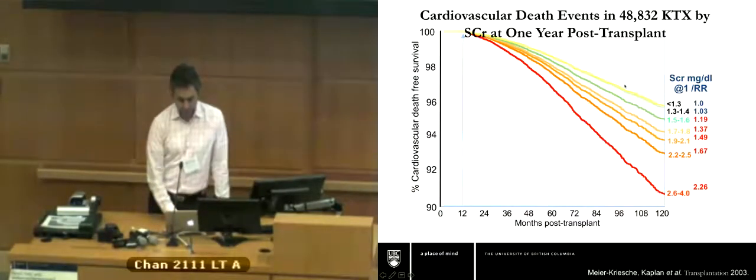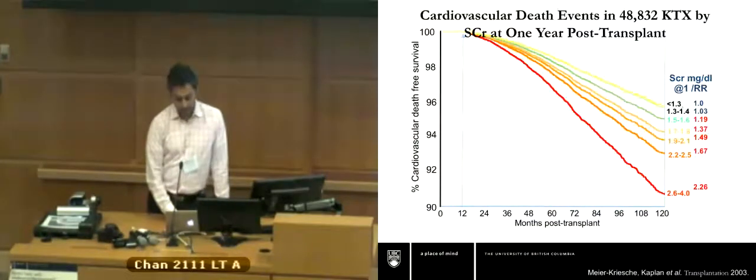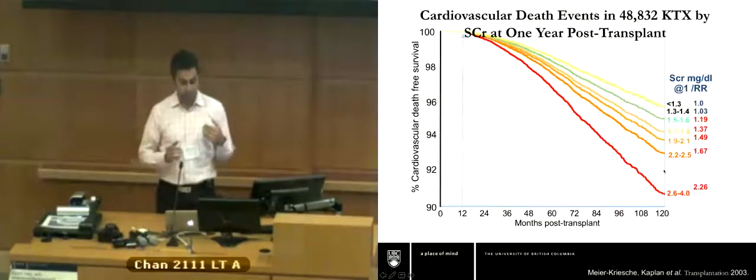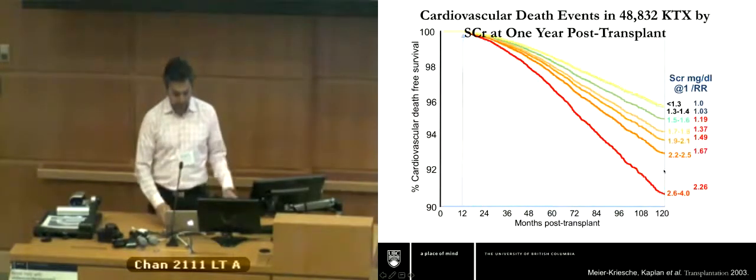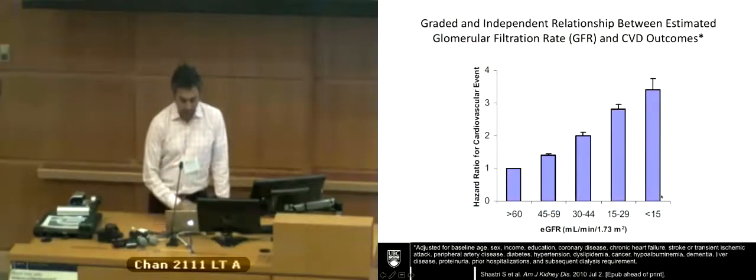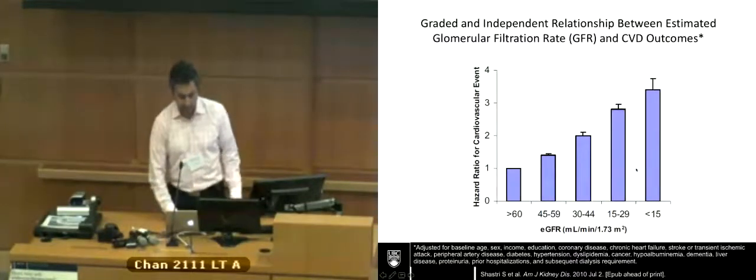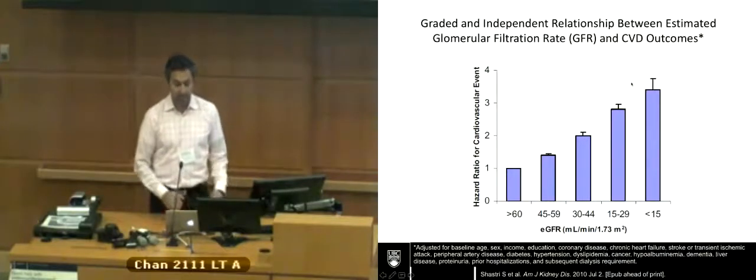And what you can see here is that patients who had low creatinine, measured in US units, so less than 1.3, which is approximately 110 to 115, have the best survival, not surprisingly. But as the degree of kidney function worsens, as the GFR decreases or the creatinine increases, you can see a clear relationship between worsening kidney function and cardiovascular death subsequently, and this is out to 10 years post-transplant. And similarly, when you look at GFR, another measure of kidney function, there's a graded and independent relationship between estimated glomerular filtration rate and cardiovascular disease outcomes.